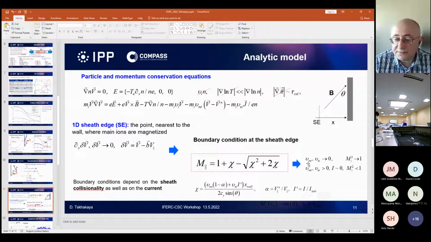Now, if we see, it's a proper expression from the point of view that if the collisionality goes to 0, we recover the classical value, Mach number equal to 1. On the other hand, if we have some friction, the Mach number will never reach 1, as we see from the simulations. So in our case, this equation really confirms what we see in the experiments.